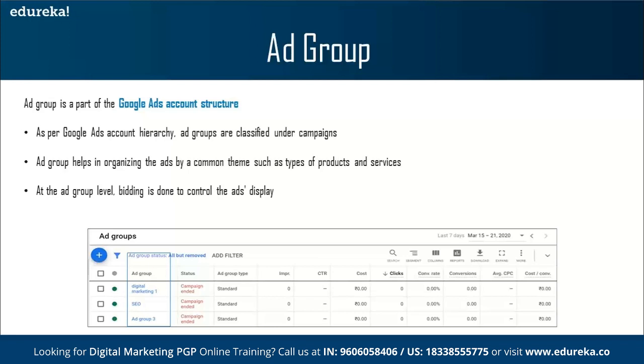They help in organizing the ads by common theme. So if you select garden furniture, you can again go granular. It can be garden chairs, it can be garden tables, it can be something else. My advice here: go as granular as possible. Select very tightly themed ad groups. Choose two, three, four words max. Do not go beyond that level. Create targeted ads for those keywords. At the ad group level, bidding is done to control the ads display.